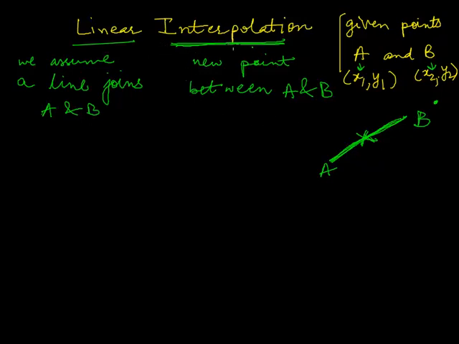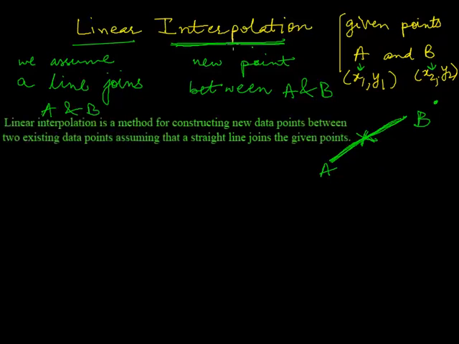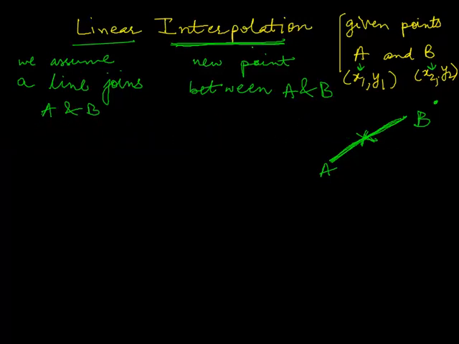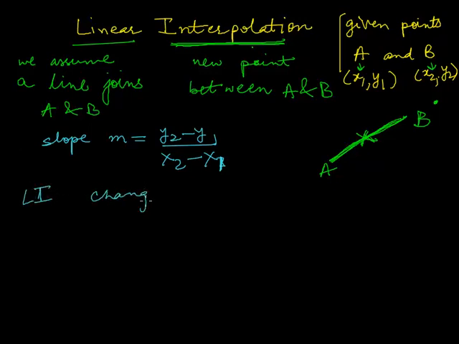So linear interpolation is a method of constructing new data points between two existing data points, assuming that there is a straight line that joins those two points. Also, if you're familiar with straight lines, I guess you will understand the term slope, or the rate of change in y with respect to x. But even if you are not familiar with this terminology, just remember that in linear interpolation we assume that any change in x is proportional to the change in y.